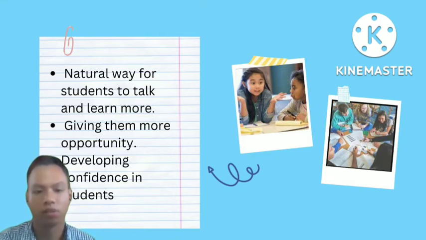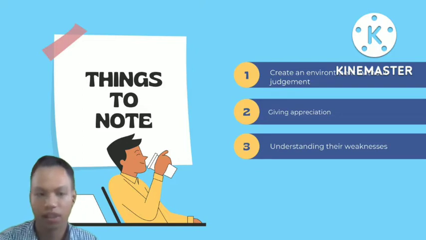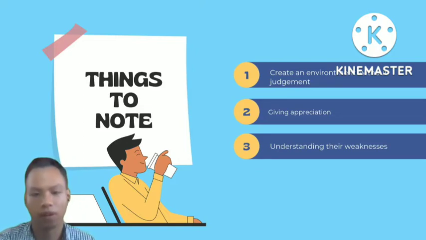There are several things to note about how to make students speak English more in the classroom. The first thing we have to notice is to create a safe environment without judgment. By creating a comfortable environment to speak English, students would not be hesitant to make mistakes in speaking English. Thus, they will learn faster without the fear of being judged.